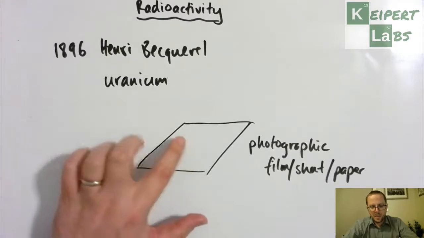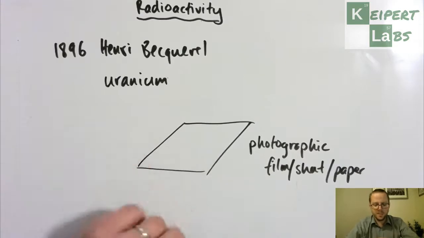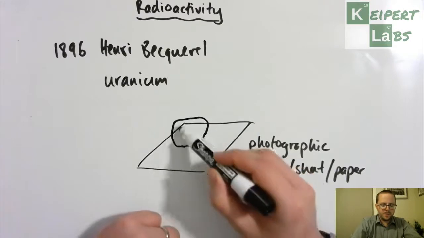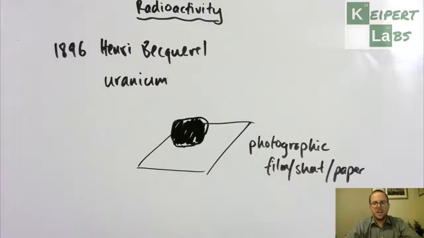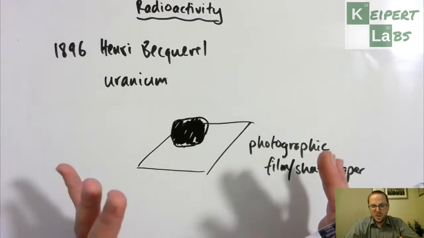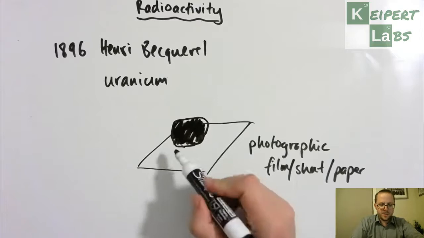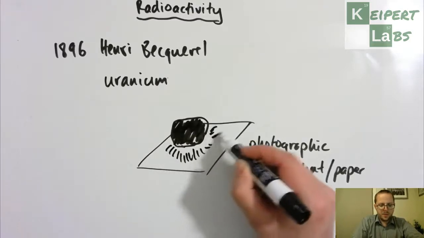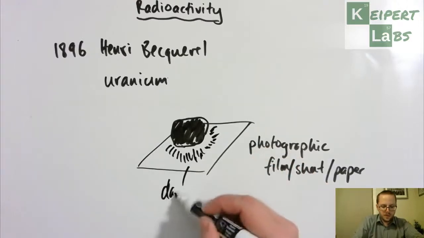Okay, and so he had this sheet of photographic film sitting on his desk or something like that, and nearby was a lump of this uranium ore, this rock containing uranium, sitting on or nearby. After a day or some period of time, he noticed that the photographic film in this area was darker. So it had darkened.